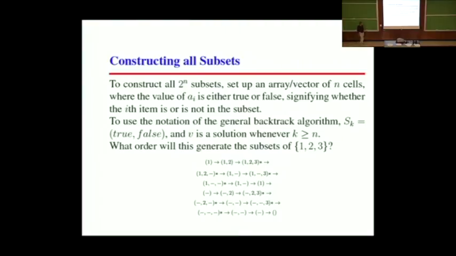So why don't we try to generate all the subsets using this kind of an order to it, okay? My solution vector is going to be an array of n trues or falses, right? And I want to construct all 2 to the n possible orderings of these things in order to do it, okay? Any questions about that? So let's look at my code.